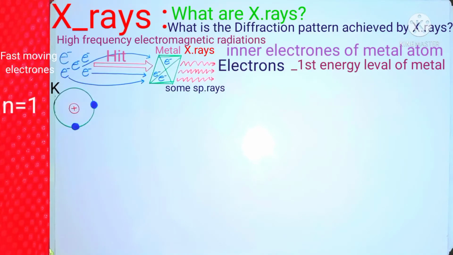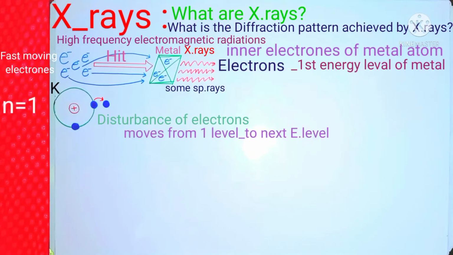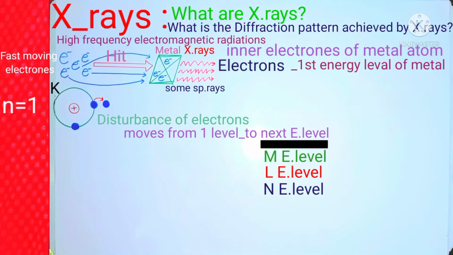So when these first electrons of the metal atoms are disturbed due to the jumping of electrons from one orbital to another orbital, in other words this jumping of electrons occurs due to disturbance, because when these electrons are disturbed, they move from one level to the next energy level. This next energy level can be the M, L, or N energy level. Due to this jumping, photons of light are emitted that are known as X-rays. These X-rays are high frequency electromagnetic radiations.